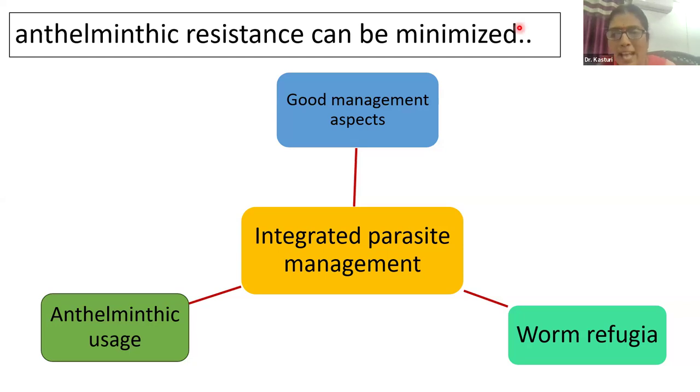Good management aspects start with the provision of good quality drinking water to the animals, and provision of good nutrition to the animals. Nutrition depends upon the stage of the animal, like lactation or pregnancy, or growing lambs, so the nutritional demands will vary. Also, maintain the stock density in the farm, and the stock density should also be maintained when the animals are sent for grazing.